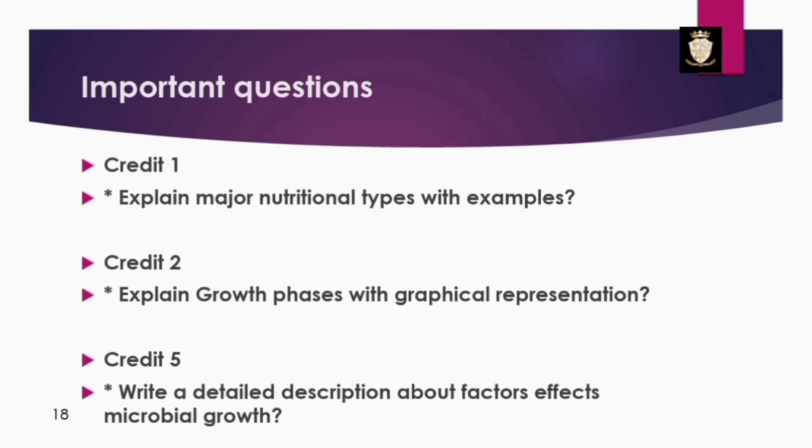So we can expect some questions from this microbial growth section. For 1 credit, we can expect: explain major nutritional types with examples. For credit 2, explain growth phases with a graphical representation. For credit 5, write a detailed description about factors affecting microbial growth. That's all, and thank you.